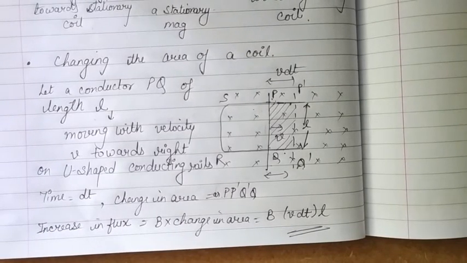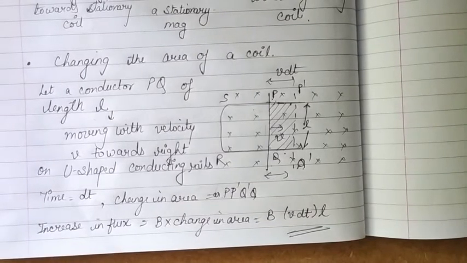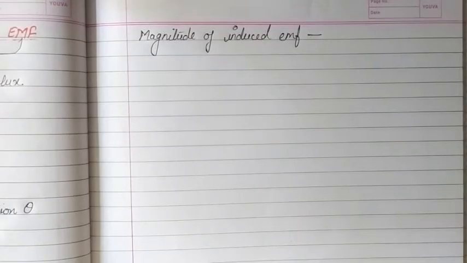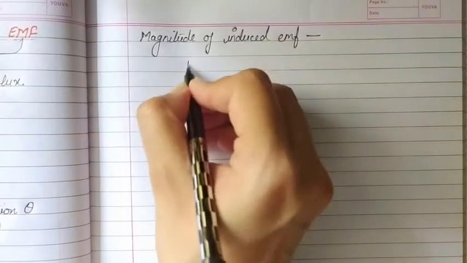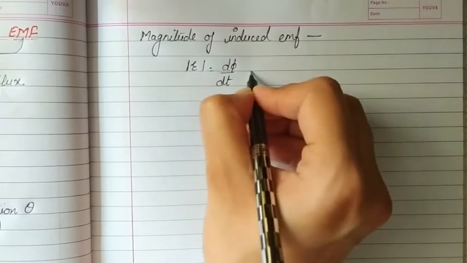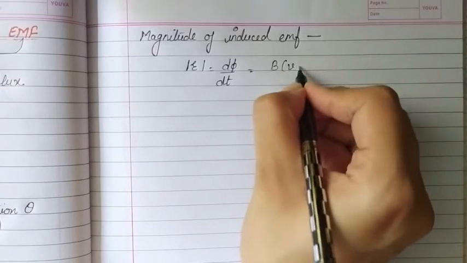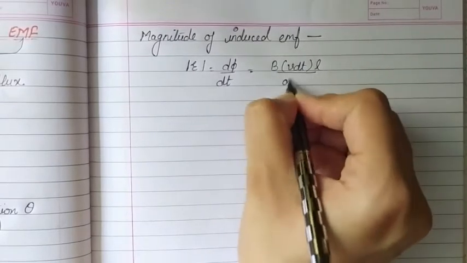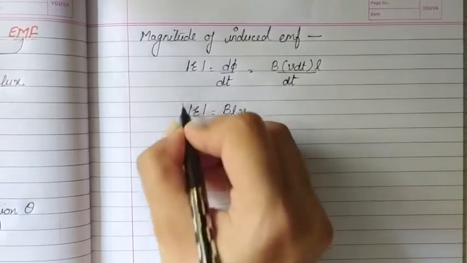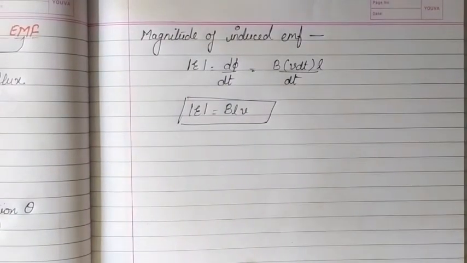Now because of this, an induced EMF is set up in the loop, and the magnitude of that induced EMF can be given as d phi over dt. So the magnitude of induced EMF in the loop is mod epsilon equal to d phi over dt, and the d phi, that is the change in magnetic flux, is B v dt L upon dt. So it will be B L v.